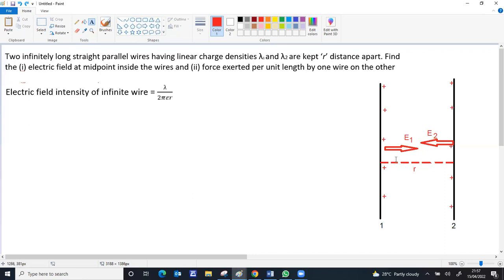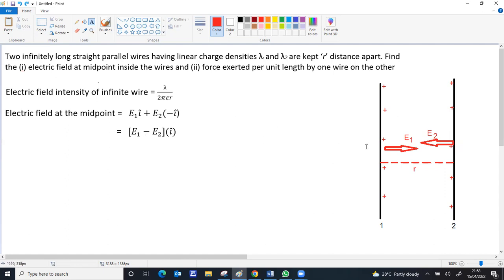In this particular case, the entire distance is r. So E1 will be at a distance r by 2, and E2 also will be at a distance r by 2. This is a general formula. Before finding that, the net electric field at the midpoint will be E1 along i cap plus E2 along minus i cap. We take the common factor out: (E1 minus E2) i cap. So this minus is coming here.